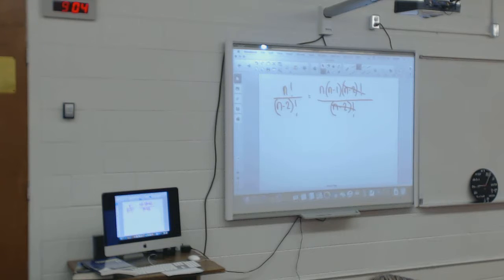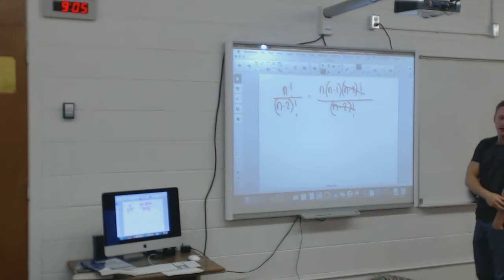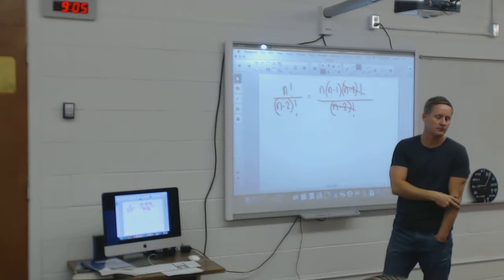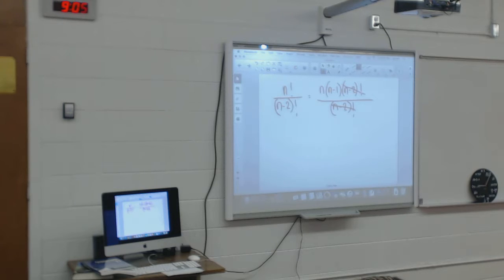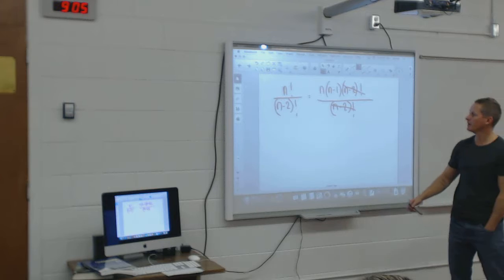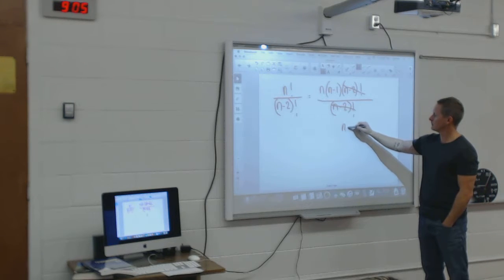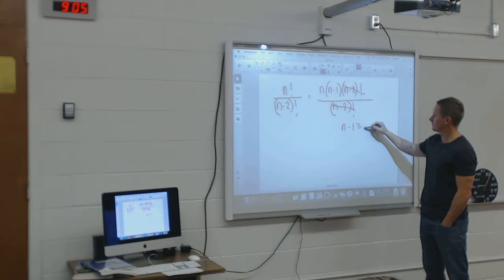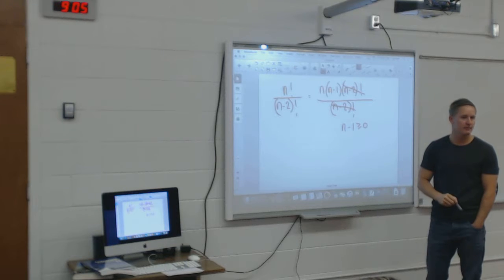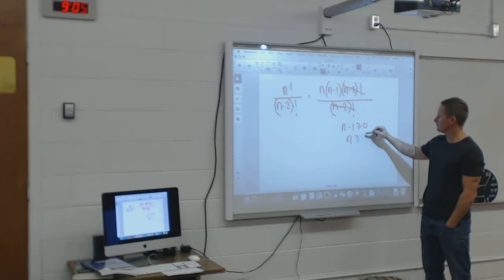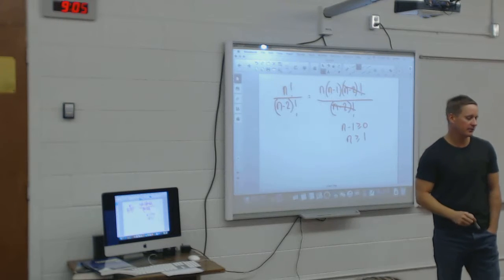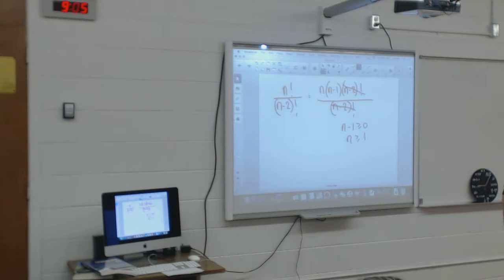So how do I find out what n has to be greater than? What does n have to be greater than in this case? What's the smallest value there that I have remaining? N minus 1. So what does n have to be greater than? Has to be that, right? So then n has to be greater than or equal to 1. Okay, so that's how you do those other two questions.